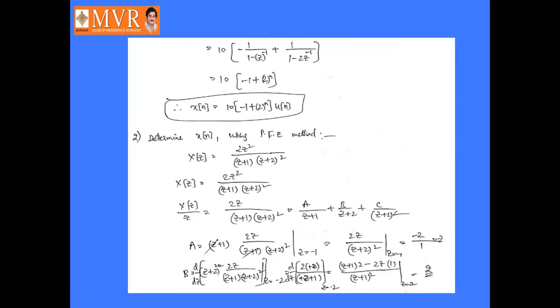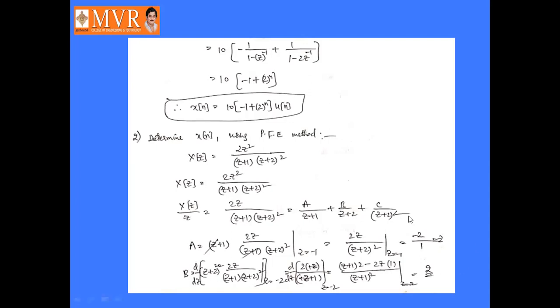So it is the inverse Z transform by using partial fraction expansion method. That is the second one. Also determine x of n using partial fraction expansion method, where X of z equals 2z square by (z plus 1) into (z plus 2) whole square. So we can write this as X of z by z equal to 2z by (z plus 1) into (z plus 2) whole square, which is equal to A by z plus 1 plus B by z plus 2 plus C by (z plus 2) whole square, right?